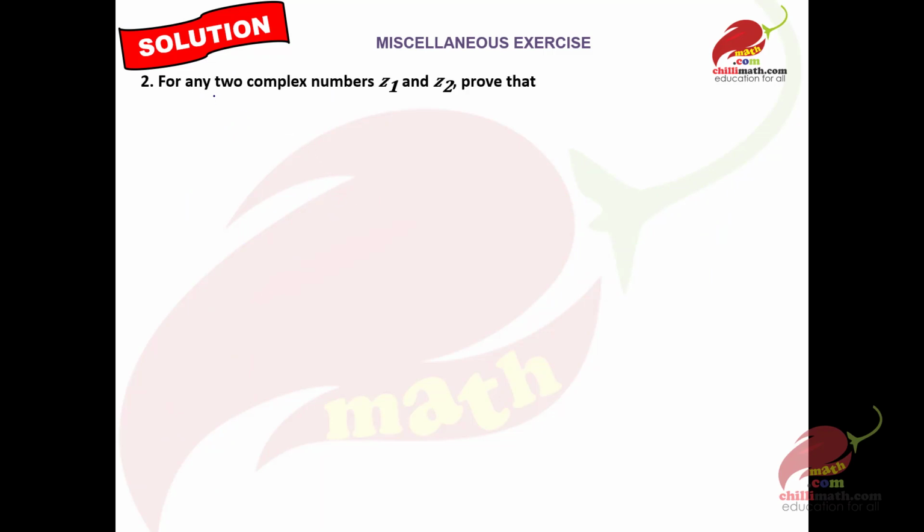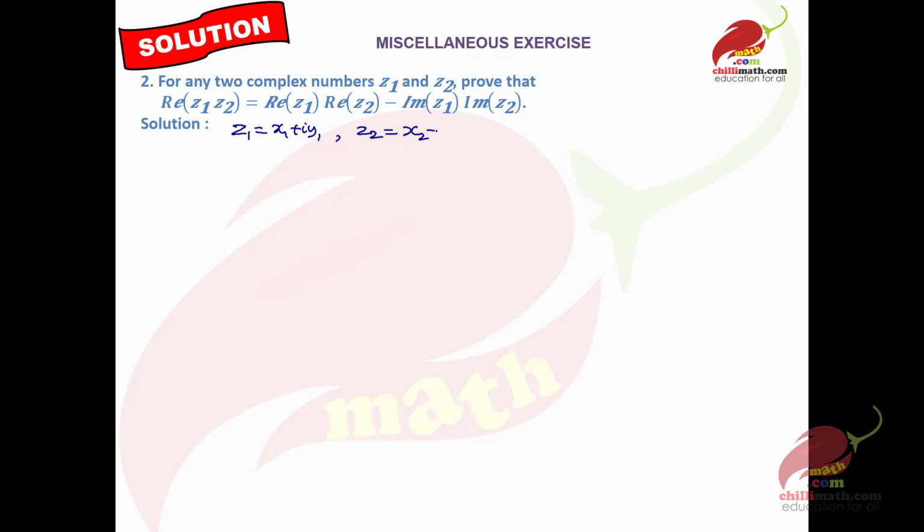The second question is, for any two complex numbers z1 and z2, prove that the real part of z1 into z2 is equal to real part of z1 into real part of z2 minus imaginary part of z1 into imaginary part of z2. For this, let us assume that z1 is equal to x1 plus i y1, any complex number, and z2 is also another complex number, that is x2 plus i y2.